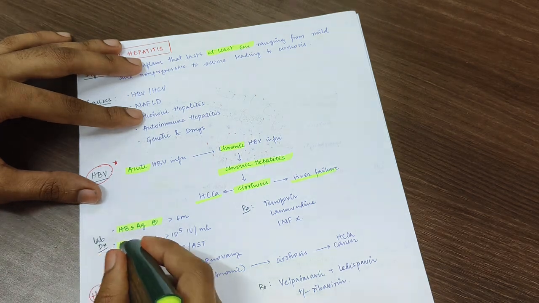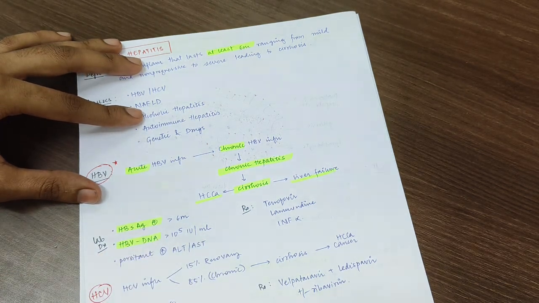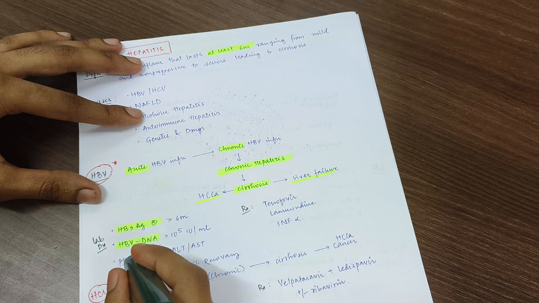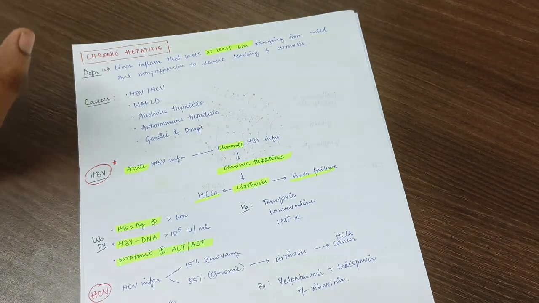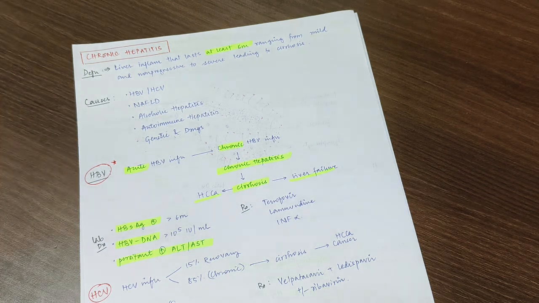Next, what are the lab diagnosis? HBsAg positive, then HBV DNA more than 10 to the power 5, then persistent increase in the ALT and AST. What is the treatment there? Tenofovir and lamivudine and interferon alpha.